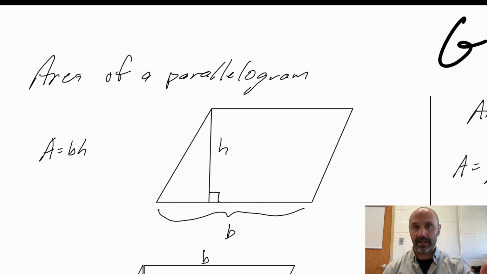The height, so this is called an altitude. It's from the top down to the bottom in a perpendicular line. So it's perpendicular to the base and goes all the way up to the top line on the other side. So that's what the height is. So the area is based on height.